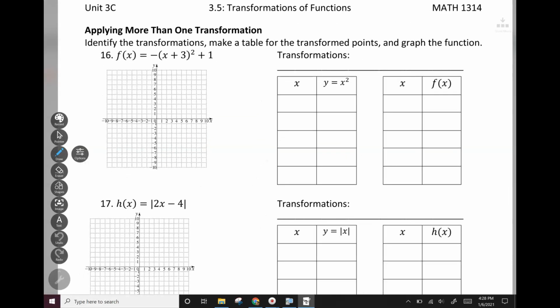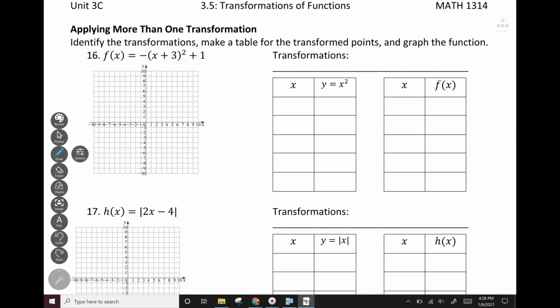All right, now we're putting them all together on this page, applying more than one transformation at one time. To do this, you want to go from left to right. So let's first look at this negative. That negative on the front is going to cause a reflection over the x-axis. Then I have a +3 on the inside. That's your h value. It's going to make you go left 3. +1 on the outside is going to make you go up 1.